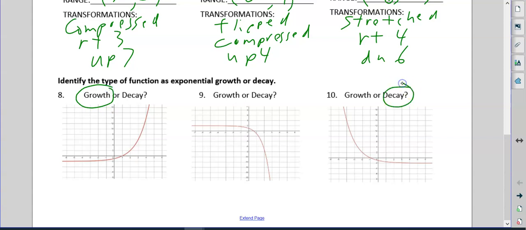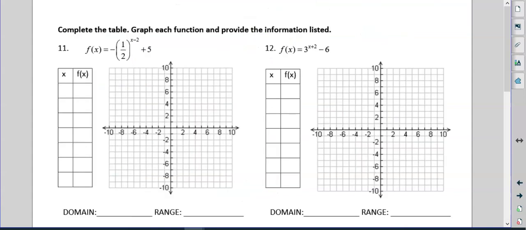All right, 8, this is growth. 10 is decay. 9 is the challenging one. People look at that and say, oh, it's going down, so it's decay. No, it's just like this, only flipped. So this is positive growth. This is a negative flipped growth. So number 9 is actually growth. It just happens to be flipped. And I would maybe make a note of that, because that one gets people all the time.